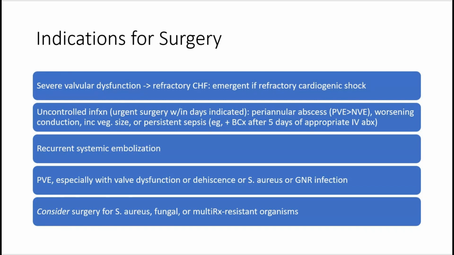If the patient has prosthetic valves, especially with valve dysfunction or dehiscence, there's Staph aureus or gram-negative rods infection of the prosthetic valves, and also surgery for Staph aureus, fungal or multi-resistant organisms as well.